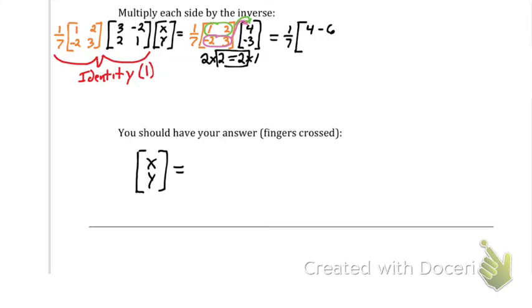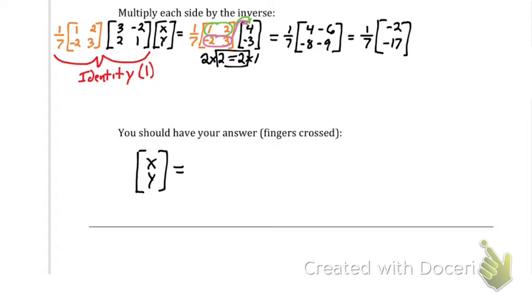Remember, you write as much as you need to write. I'm just going to do stuff in my head. I have negative 2 times 4, which is a negative 8. I have 3 times a negative 3, which is a negative 9. Which is going to equal 1 over 7 times negative 2 over negative 17. Did I make any mistakes along the way, or did someone? I'm good? All right, now we have to distribute that 1/7 to both of these.